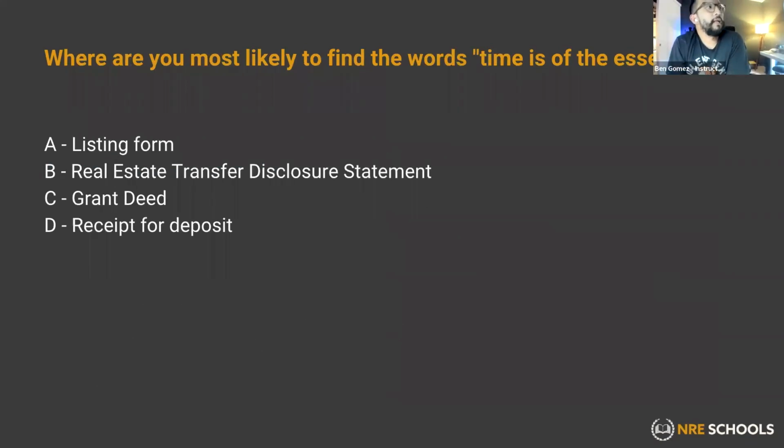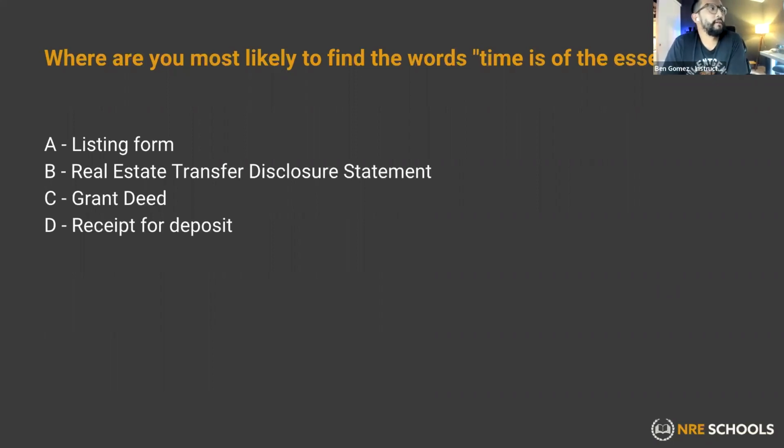Where are you most likely to find the words "time is of the essence"? Think about a purchase agreement. I gave you guys one example where they could cancel if they didn't bring it in within that period of time. It is not a listing form.